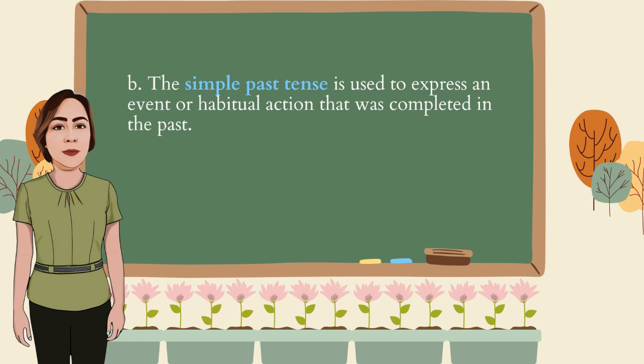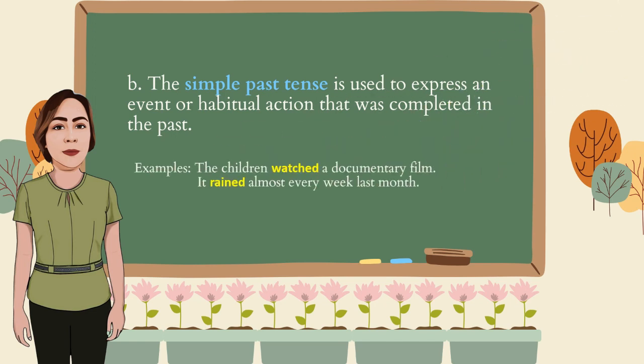The simple past tense is used to express an event or habitual action that was completed in the past. Examples: The children watched a documentary film. It rained almost every week last month.